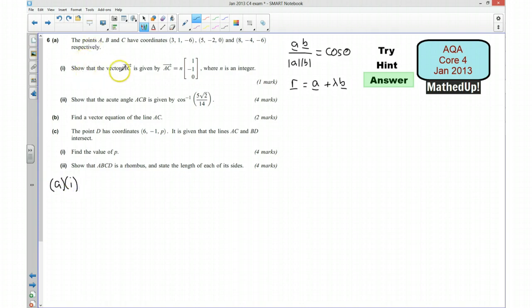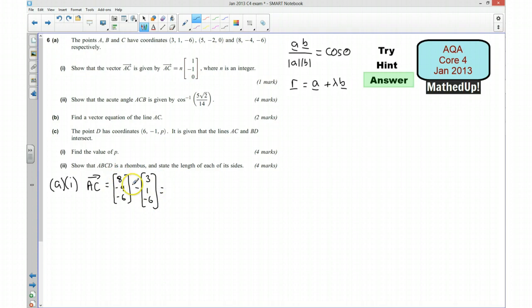Okay, so we want to show that the vector AC is given by this, so I want to do the position vector C, take away the position vector A, to show this. So I can say that AC is going to be equal to, and the position vector C is like the origin to this coordinate C, so that's going to be 8, -4, -6. Take away the position vector of A, which is going to be 3, 1, -6.